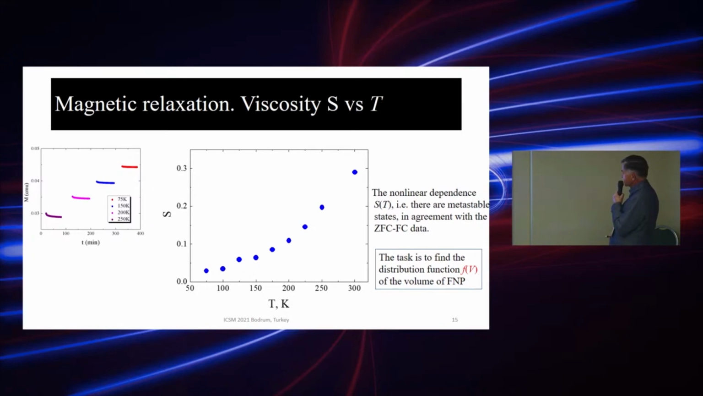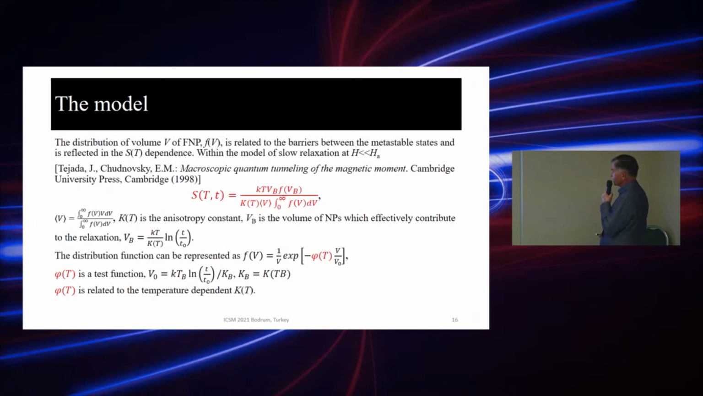First of all, it's necessary to pay attention to the non-linearity of this dependence, while in the literature S versus T is usually linear. This non-linearity is related to the distribution of volumes. And the task was to find this distribution function of the volume of ferromagnetic nanoparticles.